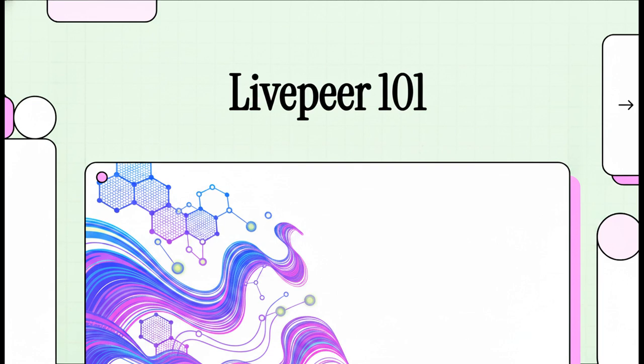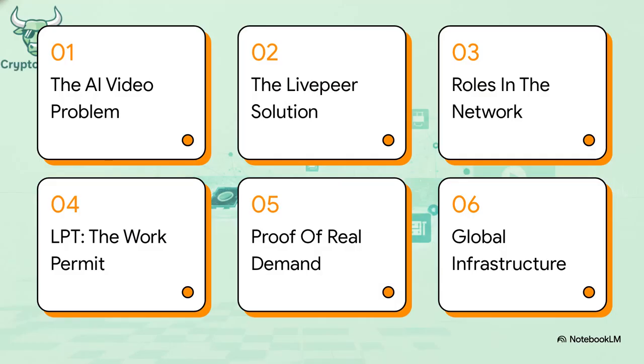We're going to keep this super simple, zero crypto knowledge required, and just focus on how this network is literally powering the next generation of the internet. To keep things moving smoothly, here is our game plan for today. We're looking at the AI video problem, the Livepeer solution, roles in the network, LPT, the work permit, proof of real demand, and finally, real physical global infrastructure.